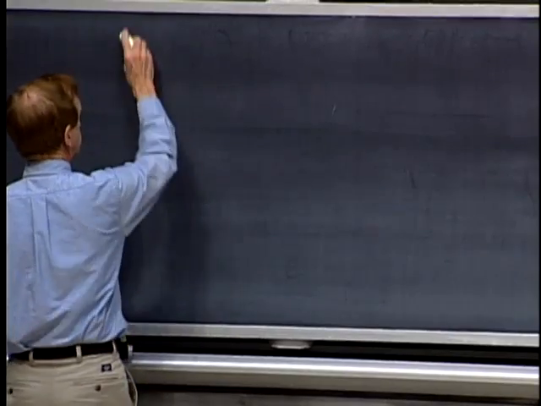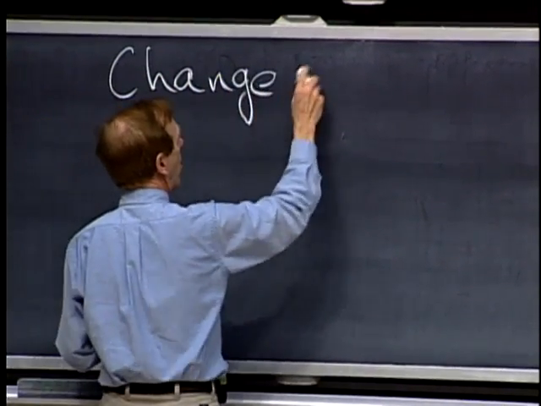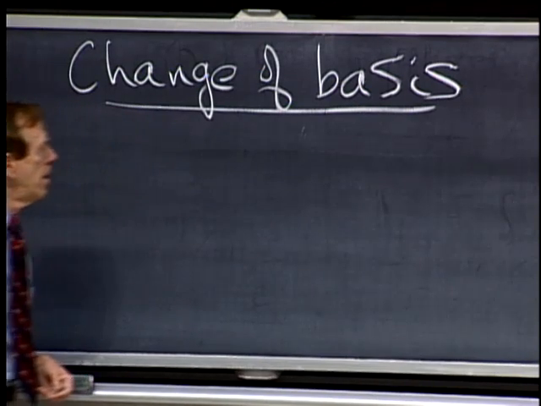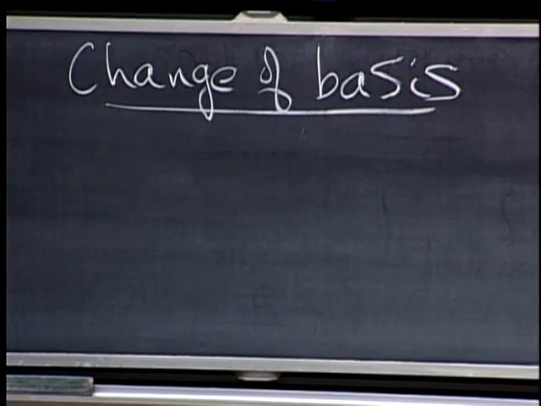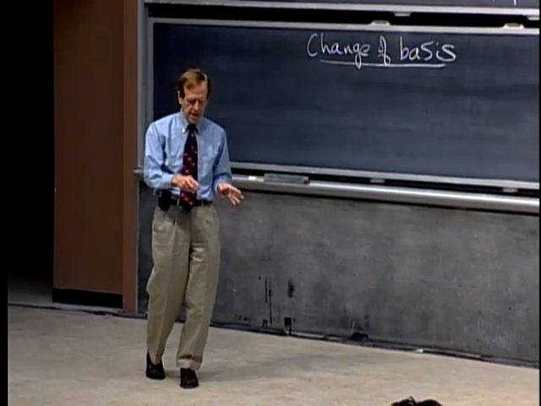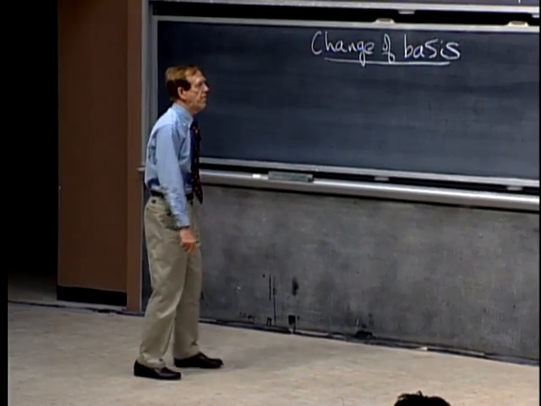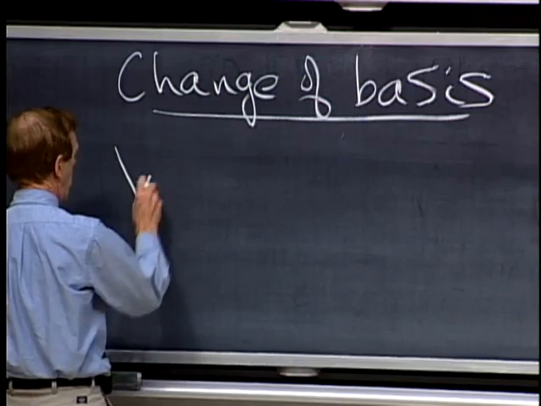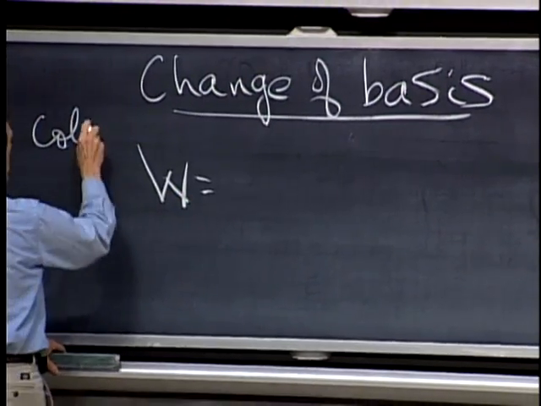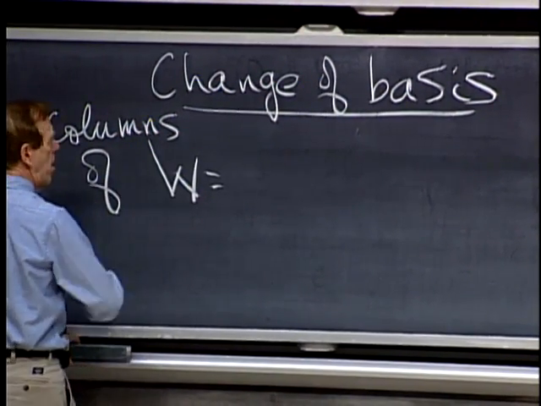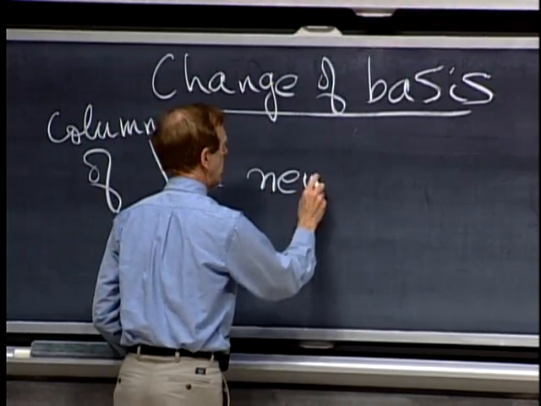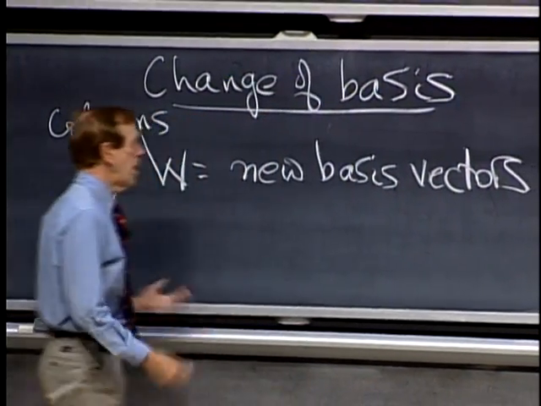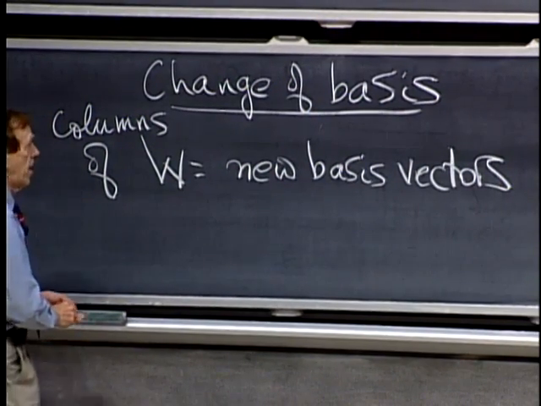Okay, so change of basis. Basically, forgive that pun. I have my vector in one basis, and I want to change to a different one. Actually, you saw it for the wavelet case. So let the matrix W, the columns of W, be the new basis vectors. Then the change of basis involves, just as it did there, W inverse.